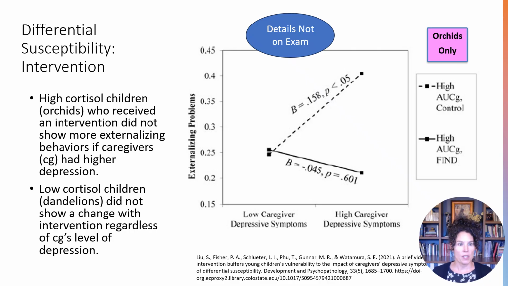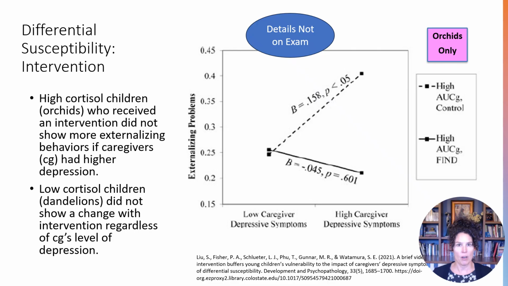And so this graph is just showing the orchids, the high cortisol children, and whether or not they were in the control group, which did not get the intervention, or the kind group that did receive the intervention. And basically what you can see here is for high cortisol kids that didn't receive the intervention, like we saw before, they were more susceptible to their caregivers' level of depression.